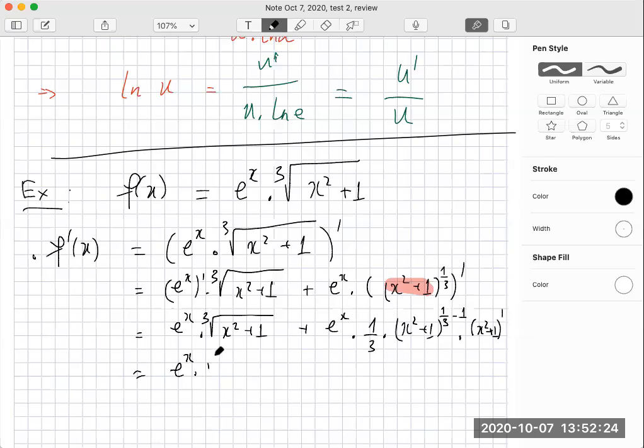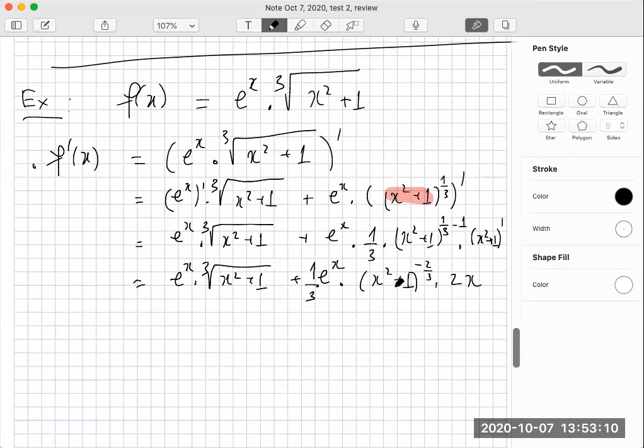Let us rewrite it. And here, e to the x. Normally, we prefer writing the constant in front of the term. So let us write 1/3 here. Is that okay with you? And here, something to the 1/3 minus 1. And 1/3 minus 1 gives us? Yes, negative 2/3. And here, the derivative of x squared plus 1. Yes, 2x. Okay?